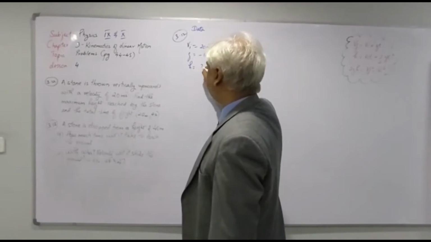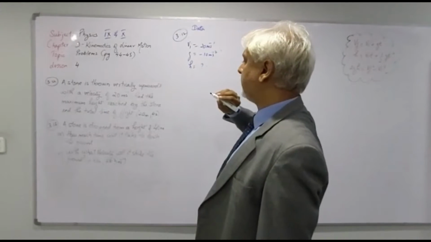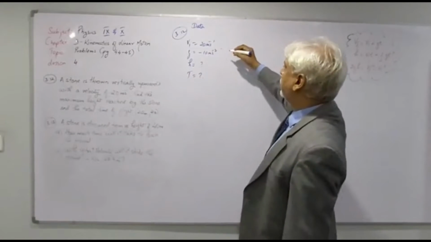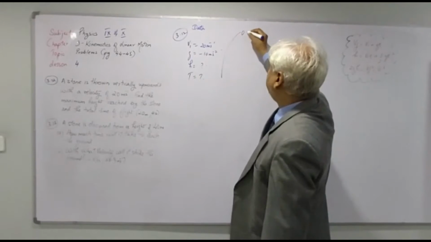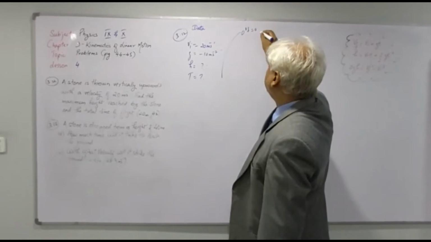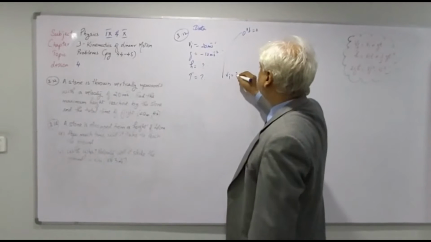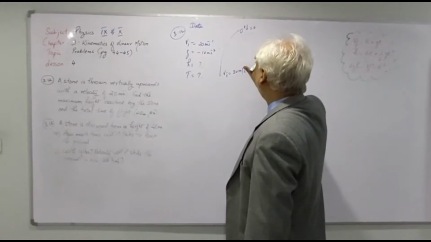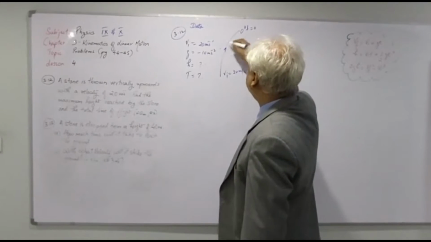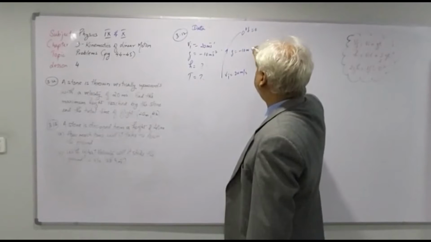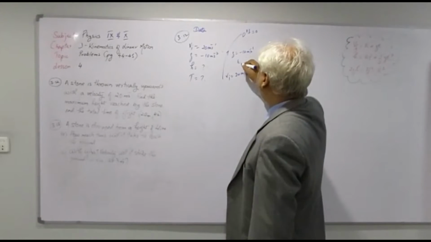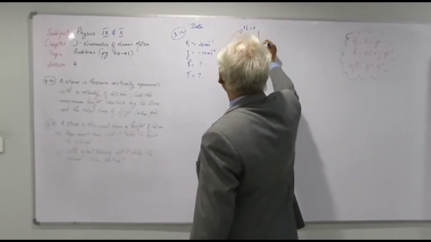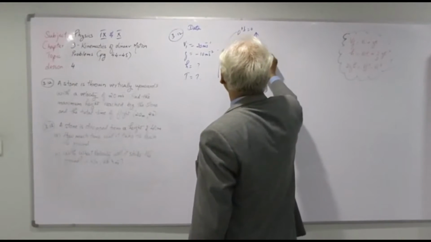H is what you need to know, and the total time of flight, the total time taken. Now we will first calculate the time taken for the stone to reach the highest point. So here the final velocity will be 0. Initial velocity is 20 meters per second, and it's moving against gravity, so g is minus 10 meter per second squared. So we need to know the time taken for it to go up, and also the height. What is the maximum height? So h is equal to?